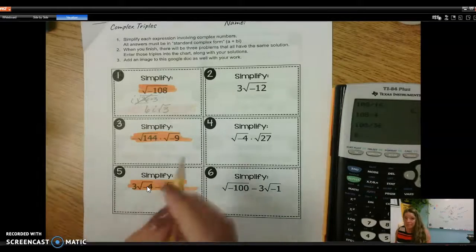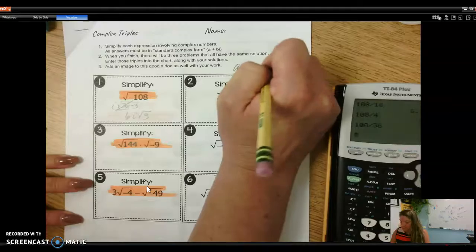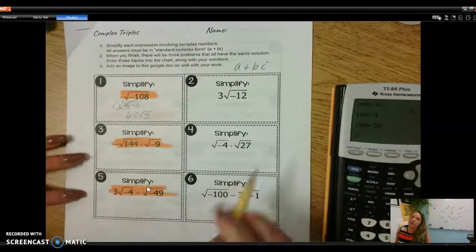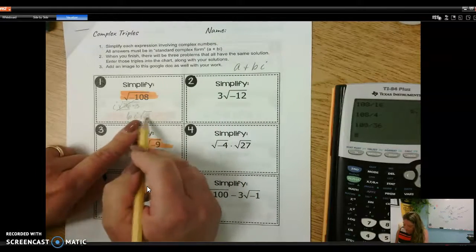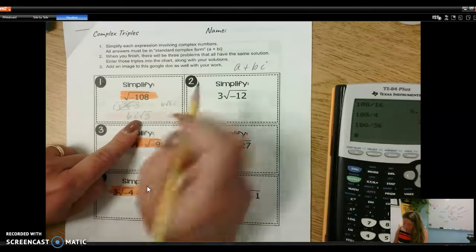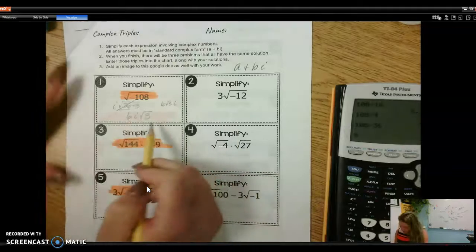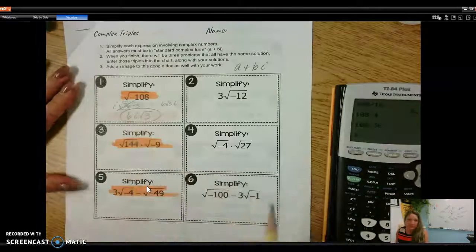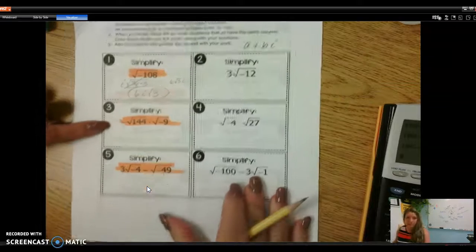I will say that normally we write our answers as a plus bi, but for whatever reason with radical signs, we tend to put the i in front of the radical sign. You can write it this way, but sometimes you can put it in here. I learned them way back in the day this way, so that's how I usually write them. All right, let's go do number 3.